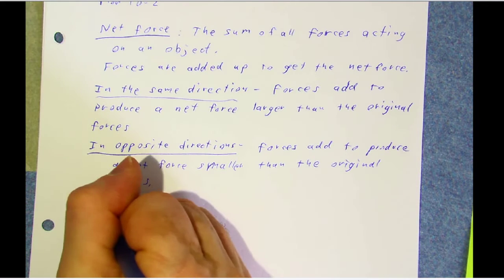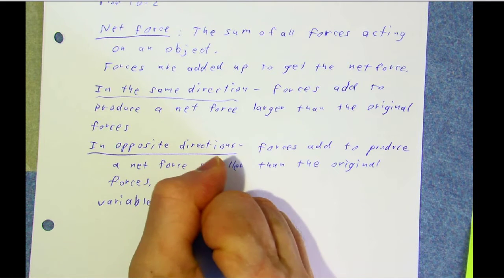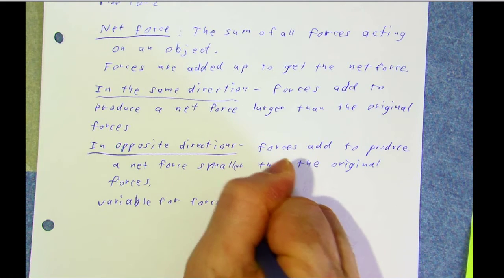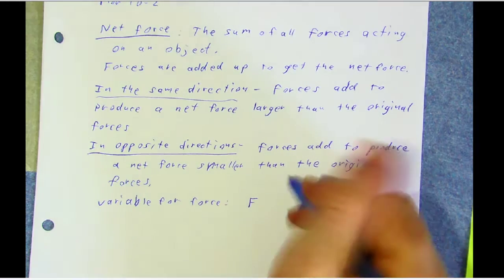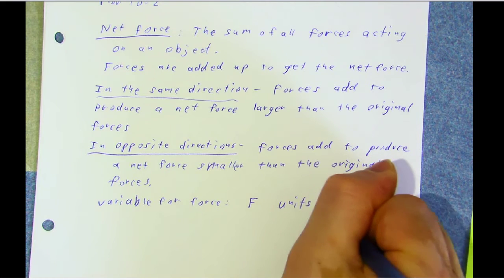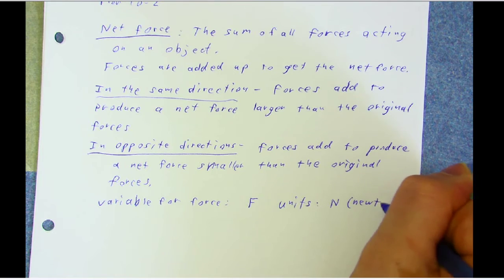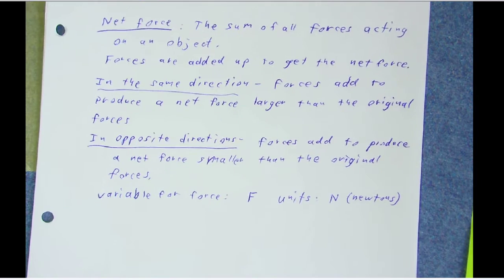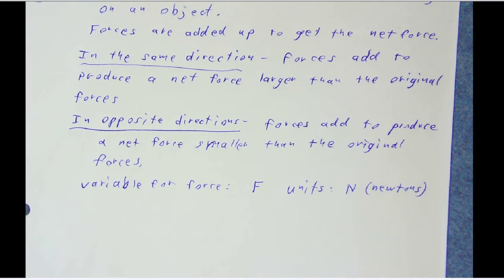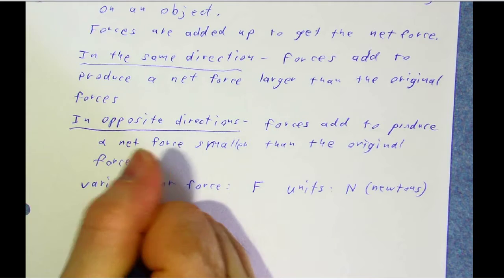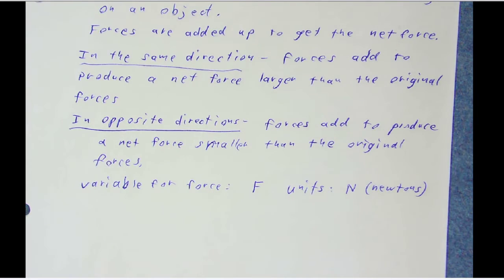So what's the variable for force? The variable for force is F, right? And the units are newtons. So it's an N. Let me just write that in here. And we'll talk about Newton and Newton's laws. There's a reason the units of force are named after Newton, because of his contribution to the understanding of forces.